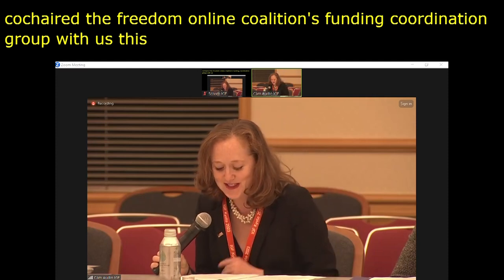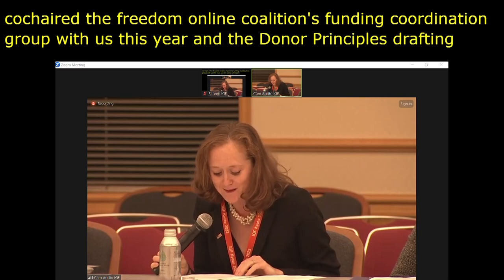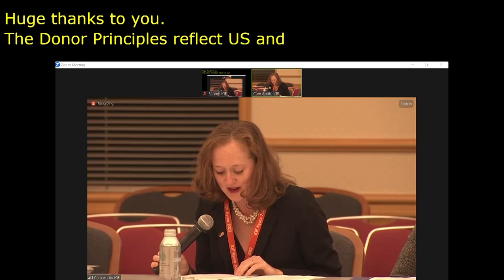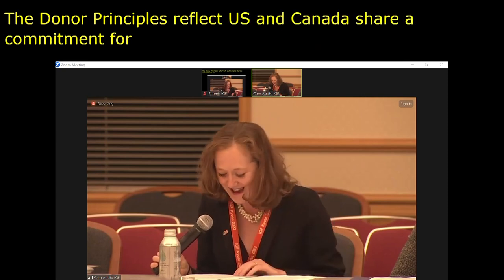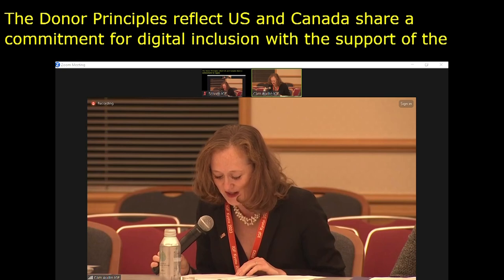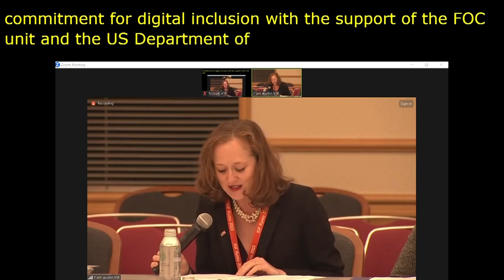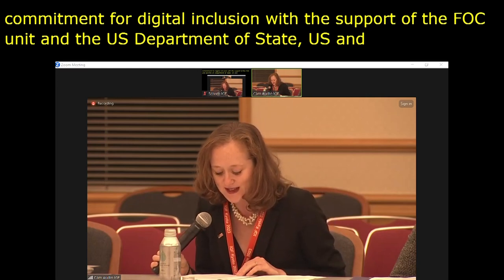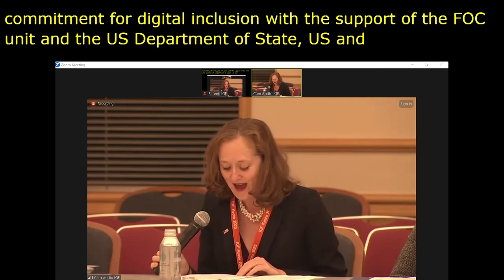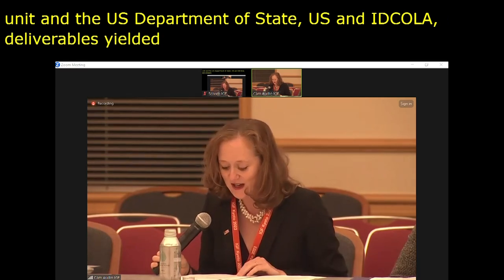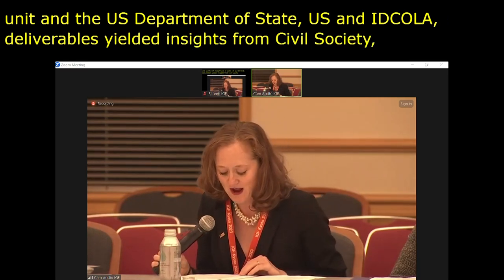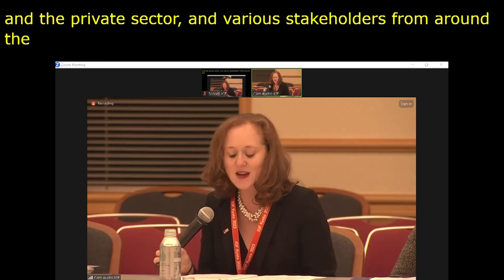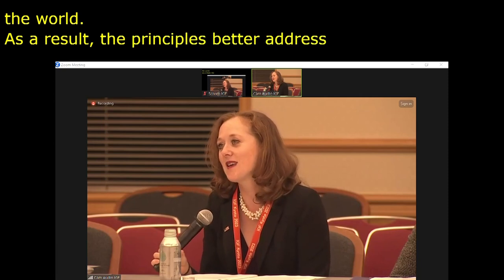The donor principles reflect the U.S. and Canada's shared commitment for digital inclusion. With the support of the FOC Support Unit and the U.S. Department of State, U.S. and IDRC co-led the first ever public consultation process for the FOC deliverable, which yielded inputs and insights from civil society, academia, the private sector, and various stakeholders from around the world. As a result, the principles better address the needs and desires of the communities that they serve.